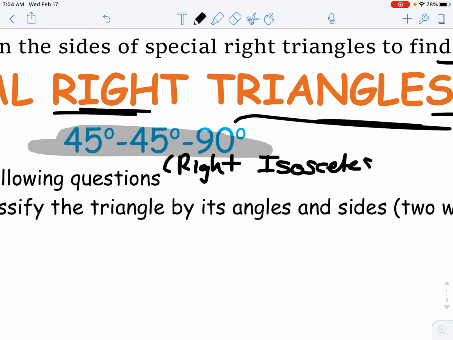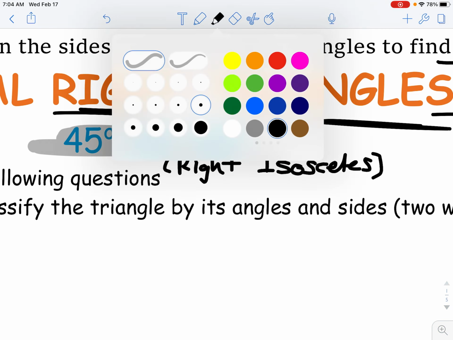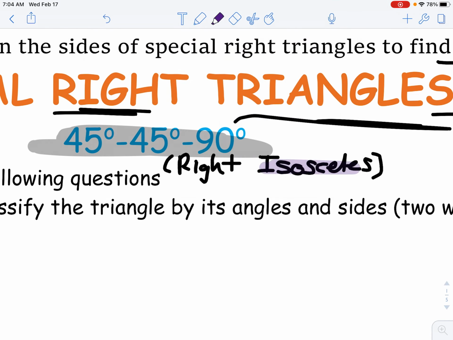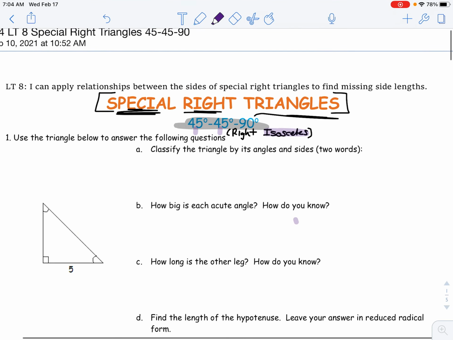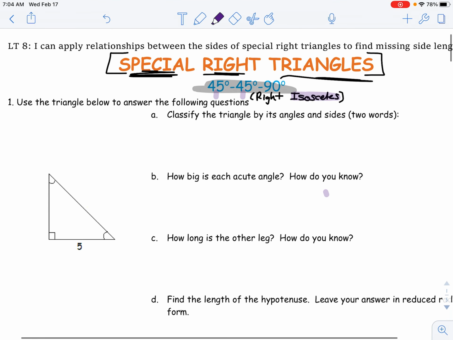All right, and how do I know this is an isosceles triangle without even looking at the side lengths? Well, 45, 45. So since two angles are the same, two sides must be the same. And in fact, that leads me up to the right thing. So we're going to use the triangle below to answer the follow-up questions.